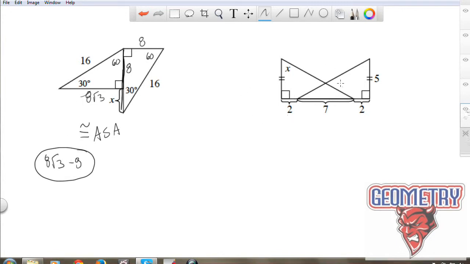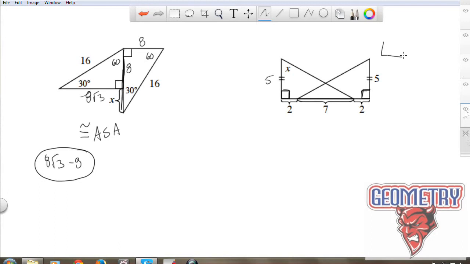This last one here, we have two overlapping triangles. They both share a right angle, so at least we know that's one angle that matches up between both of them. You can tell by these tick marks here that they each have a side length of 5. One of the legs of that right triangle is 5. And then they have another leg that is also the same. They share this part of 7, and then it's 2 on either side. So the leg in this triangle on the left is 2 plus 7, or 9, and the leg on this triangle on the right is 2 plus 7, which is also 9.